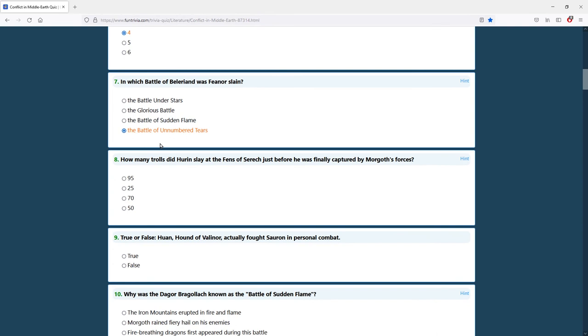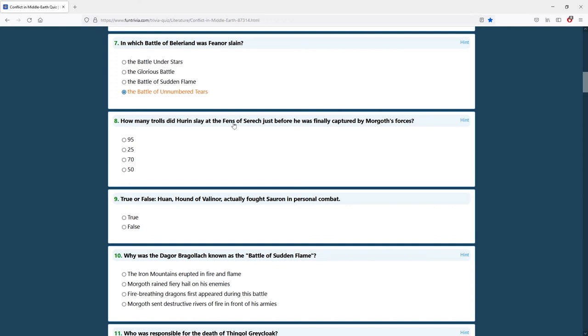Number 8. How many trolls did Húrin slay at the fence of Sirion just before he was finally captured by Morgoth's forces? 95, 25, 70, 50. I'm going to say 25 because 95, 70 and 50, those are insane numbers, but could be 50, I guess. Or could be any of those, but I'm going to say 25 just in case. It's the most reasonable, I guess. I'm going to fail this one too.